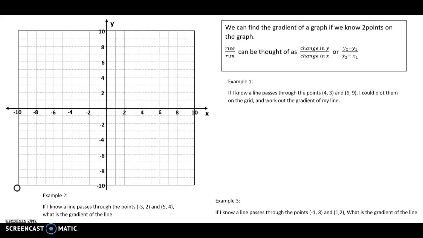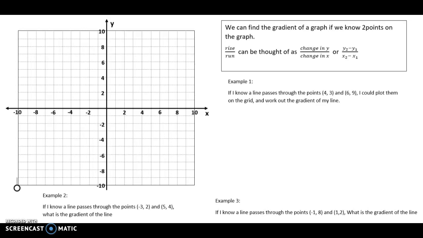Today we're going to be finding the gradient of a linear graph if we know 2 points on that linear graph already. Now we've already talked about the gradient being the rise over the run, which is really how much the y has changed over how much the x has changed, or the difference in the y values over the difference in the x values. Let's see what that means in terms of actual working it out.